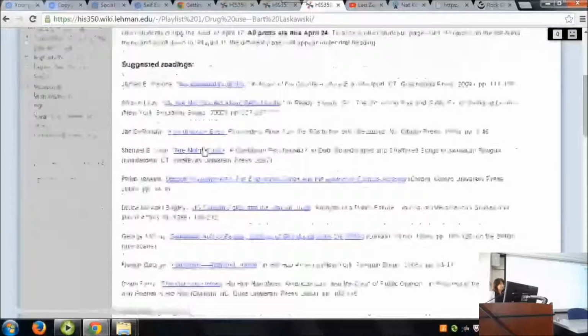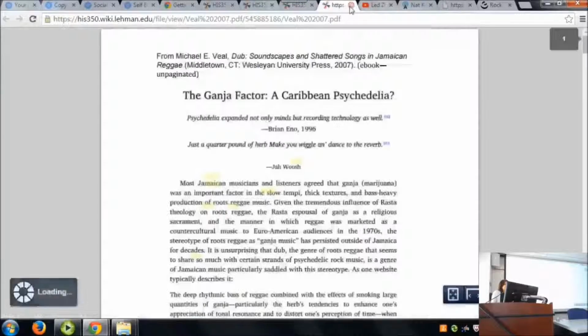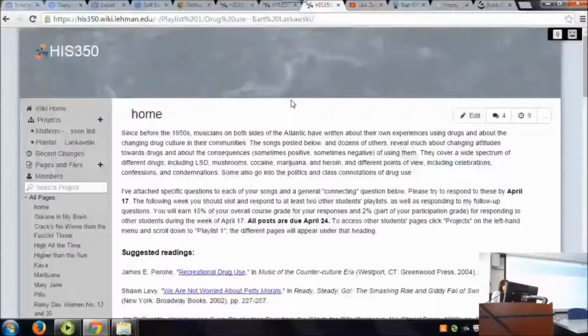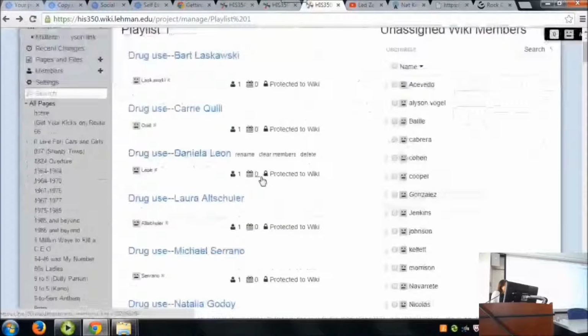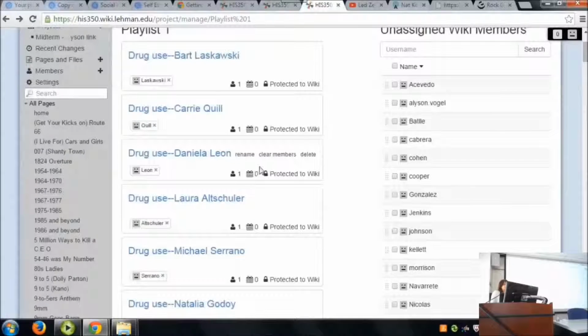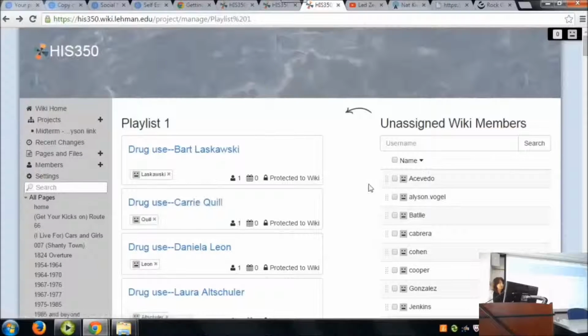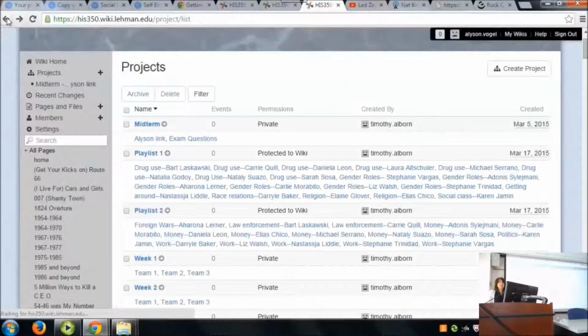So you get to see that they had to do quite a bit of reading in order to get there. So the students are making the suggested readings, is that? Yeah, they're building the playlist, right? But they're also suggesting readings that would explain that. Yes, exactly.